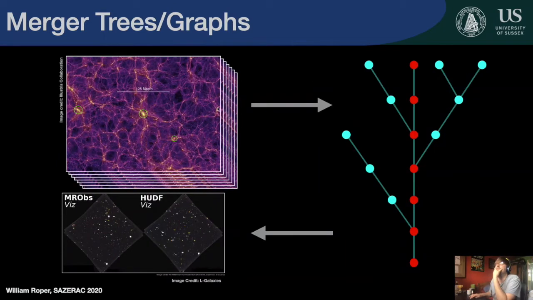You get all your snapshots from your N-body simulation. You run your halo finder or structure extraction algorithm to identify the halos. You then link them together into these family tree-like structures, and you can then run your semianalytic model using those as an input. And here is just an L-Galaxies light cone compared to the Hubble Ultra Deep Field.